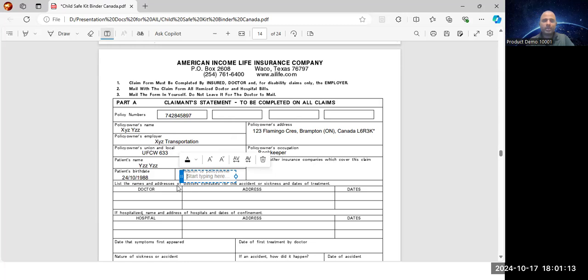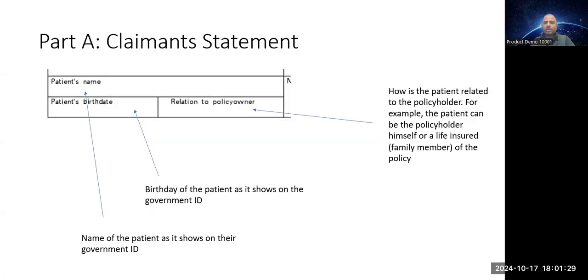In this example, we'll say family member, okay, or it can say uncle. All right. Okay. So how is the patient related to the policy holder? Okay. The patient can be the policy holder himself. Okay. So there are cases when the life insured is the policy owner, is also the payer of premiums. Okay. However, in some cases, your policy owner could be a different person than your life insured. Okay. So you'll need to let us know.